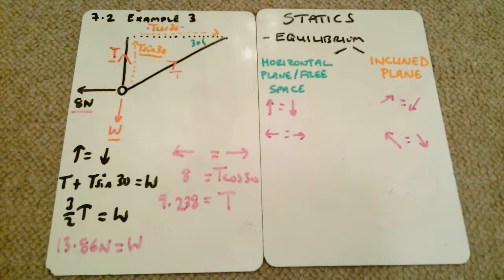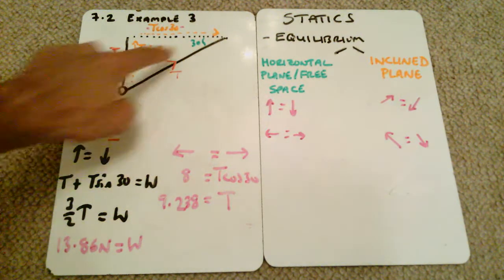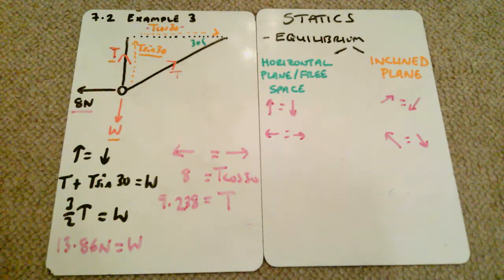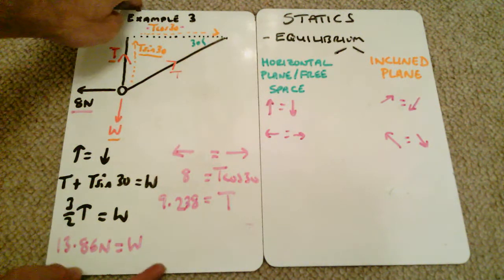So all we've done there is we've again resolved our forces into horizontal and vertical components that have been required, and then gone with up is equal to down and left is equal to right. The key thing for this question though was identifying that because it was one string that this is connected to, these tensions are the same value. If it had been two strings, it would have been two separate values for the tension.